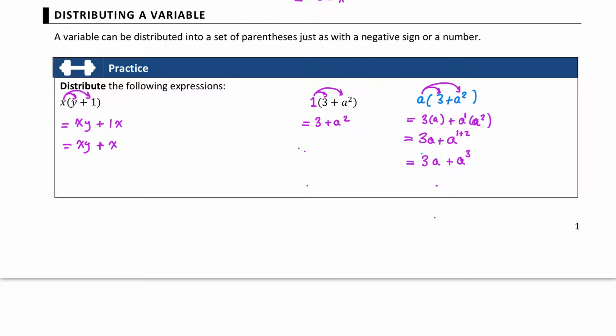And this is as far as I can simplify. I no longer have like terms, so I cannot really add them together. So my final answer is 3a plus a cubed.